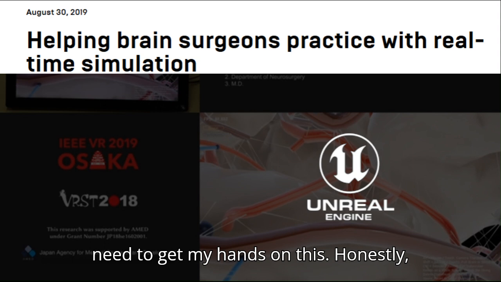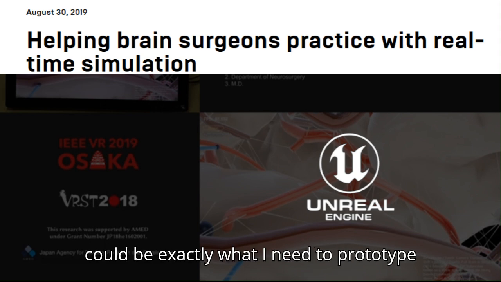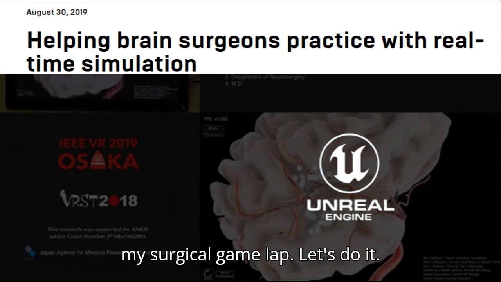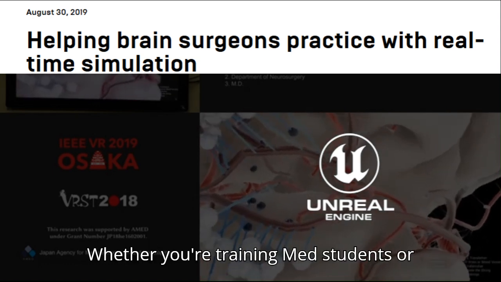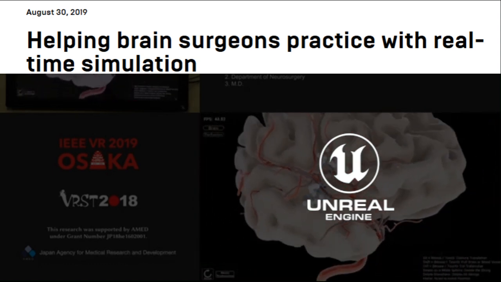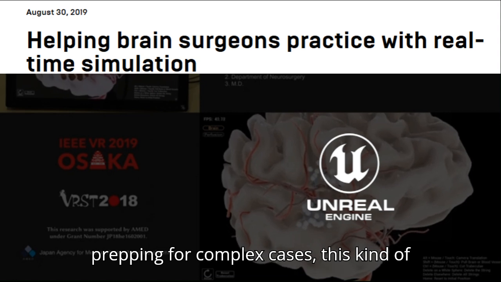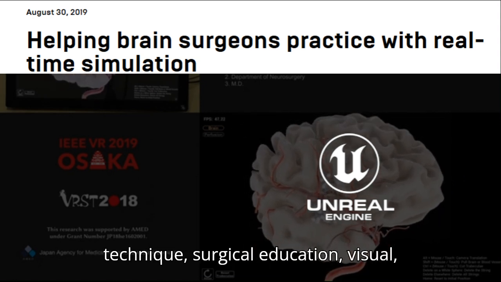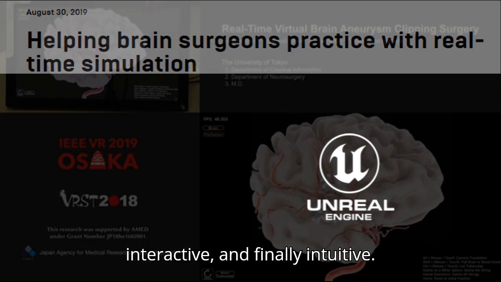Sounds like I need to get my hands on this. Honestly, it could be exactly what I need to prototype my surgical game lab. Let's do it. Whether you're training med students or prepping for complex cases, this kind of technique for surgical education is visual, interactive, and finally intuitive.